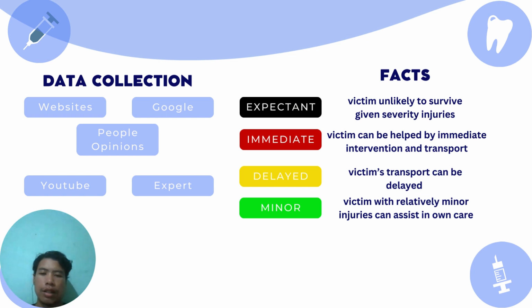We collected data from various resources about the triage system, such as websites, Google, people's opinions, YouTube, or experts like doctors. The purpose is to create the system based on the data so it can be accurate. The goal categories we set are: expectant, which is a victim unlikely to survive given the severity of injuries.